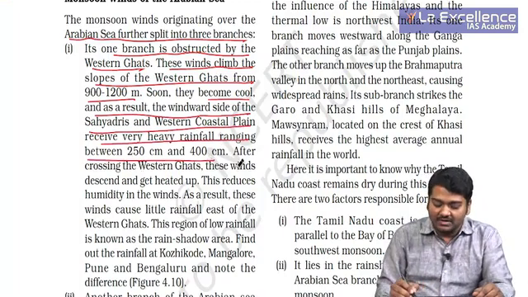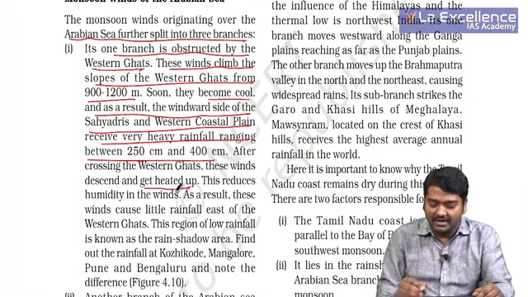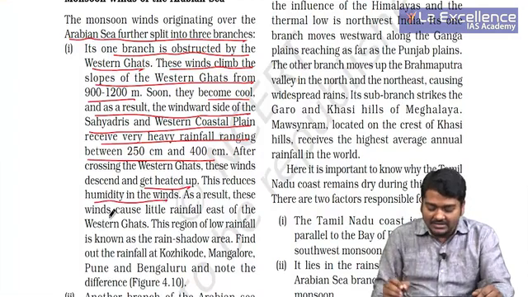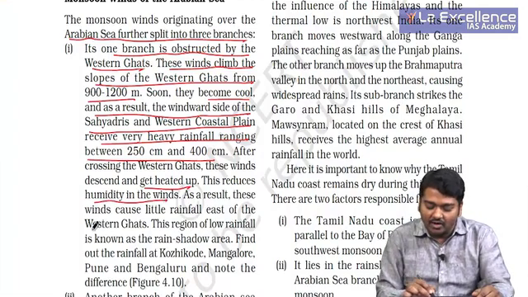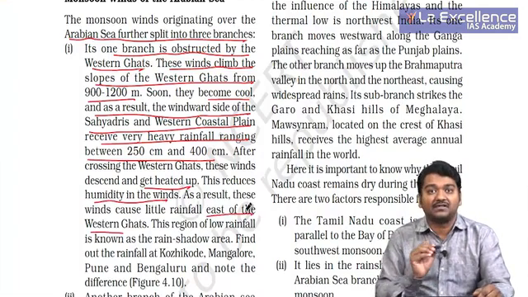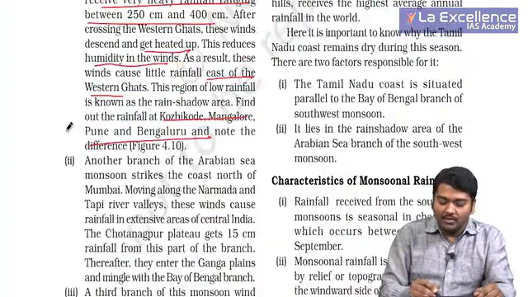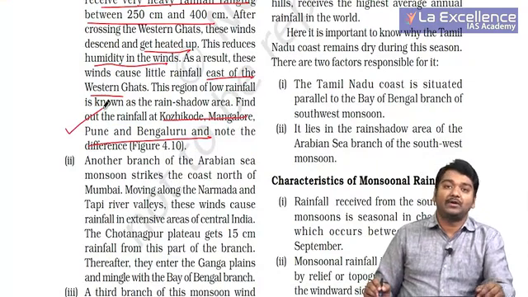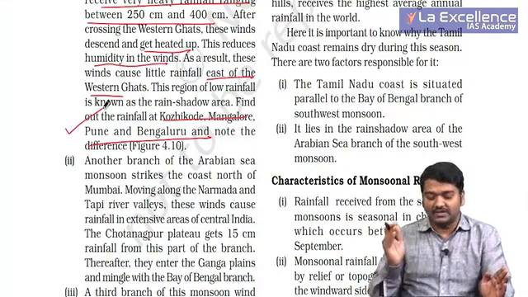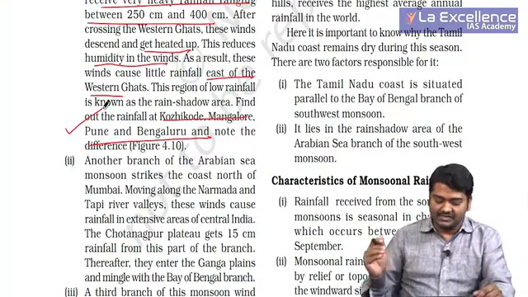After crossing the Western Ghats, these winds descend and get heated up. This reduces humidity in the winds. As a result, winds cause little rainfall on the east of the Western Ghats. So Kozhikode, Mangalore, Pune and Bangalore get different rainfall, mainly because one is on the western side, another one is on the eastern side of the Western Ghats.